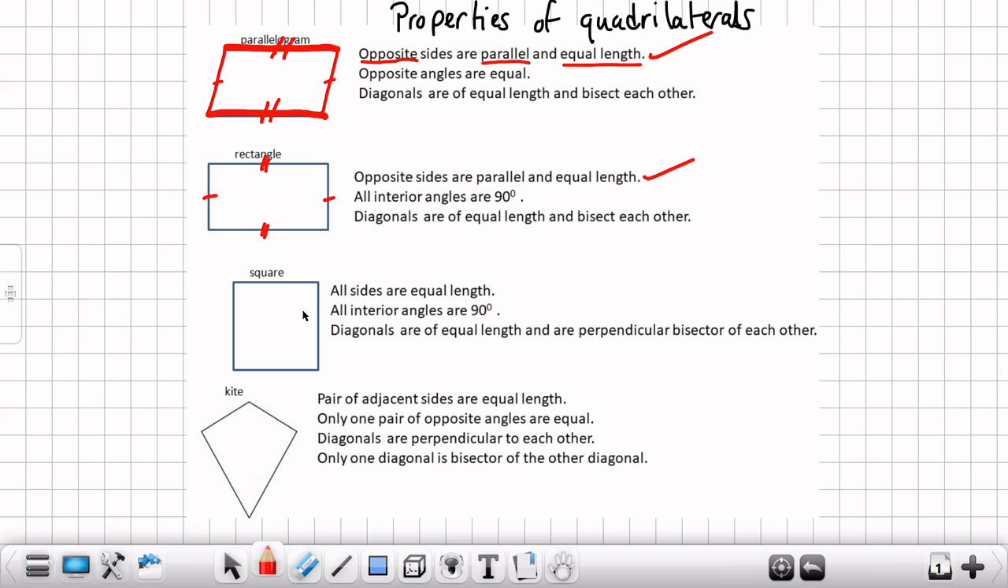Moving on to the square. All sides are of equal length. So this side is the same size as this, same size as this, same size as this. That's what makes this a square. All sides are of equal length.